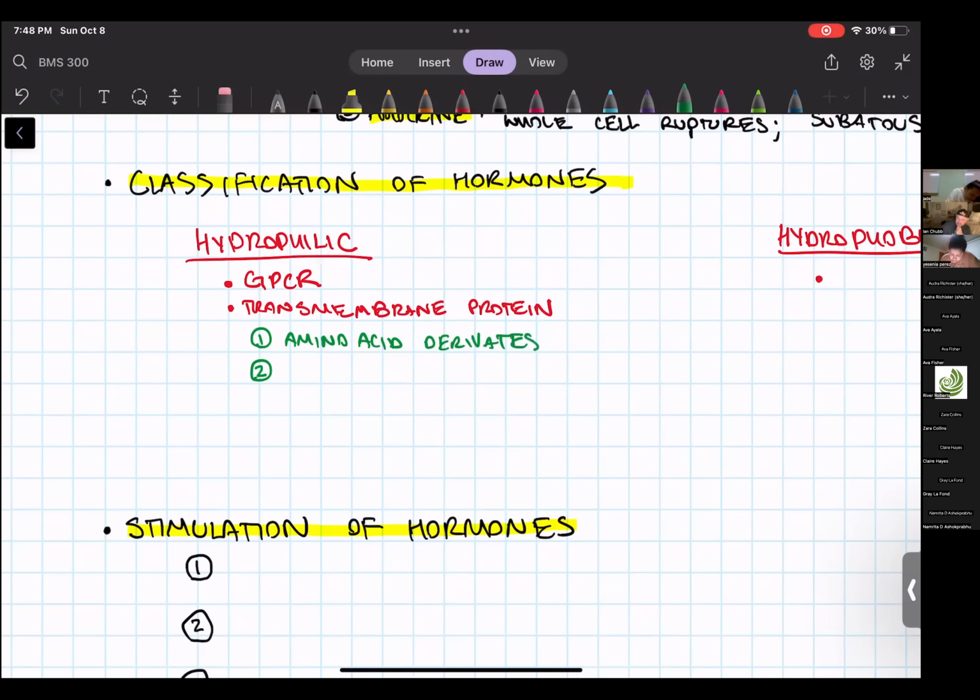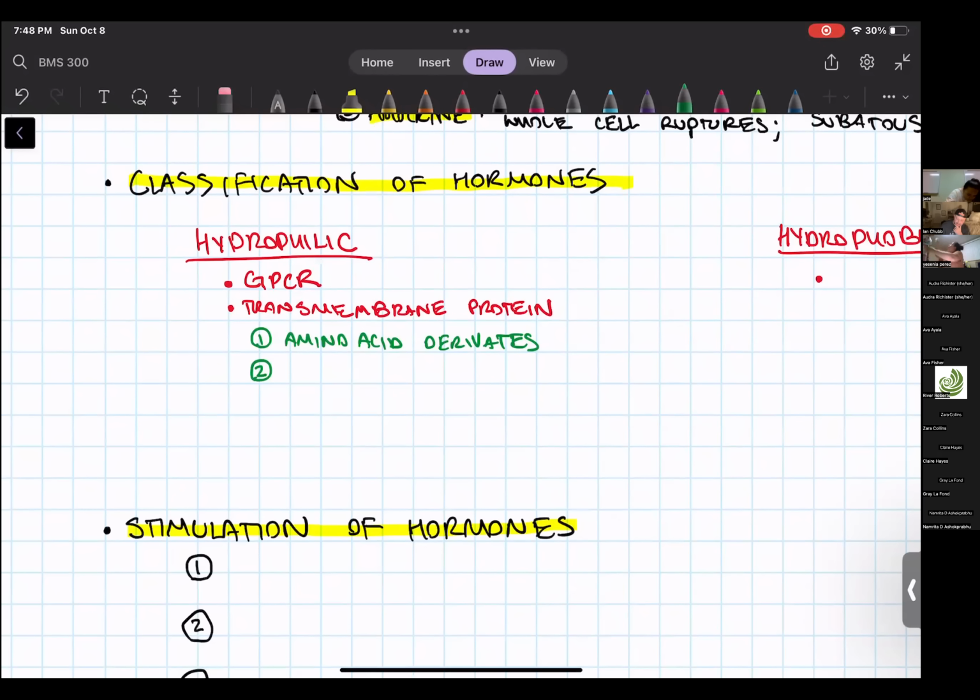And I know you don't have to know the actual amino acid derivative ones. I think tyrosine is one, and there might be a tryptophan one. Yeah, that's what he told us. So I think knowing those two would be fine, but I don't think he's going to ask too much detail about what the tryptophan actually turns into. Don't worry about that stuff.